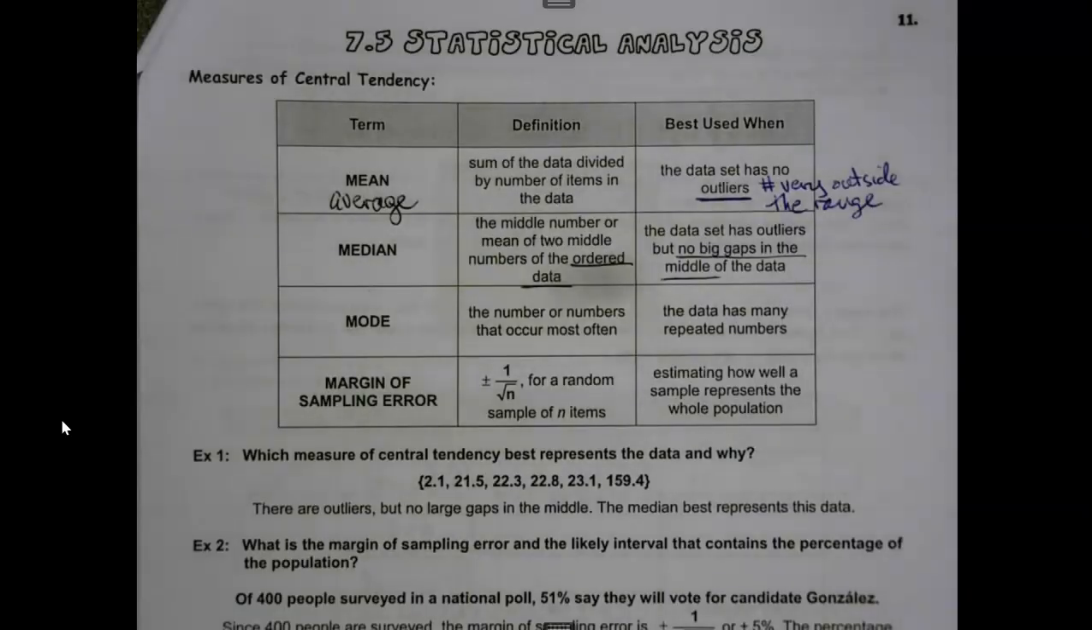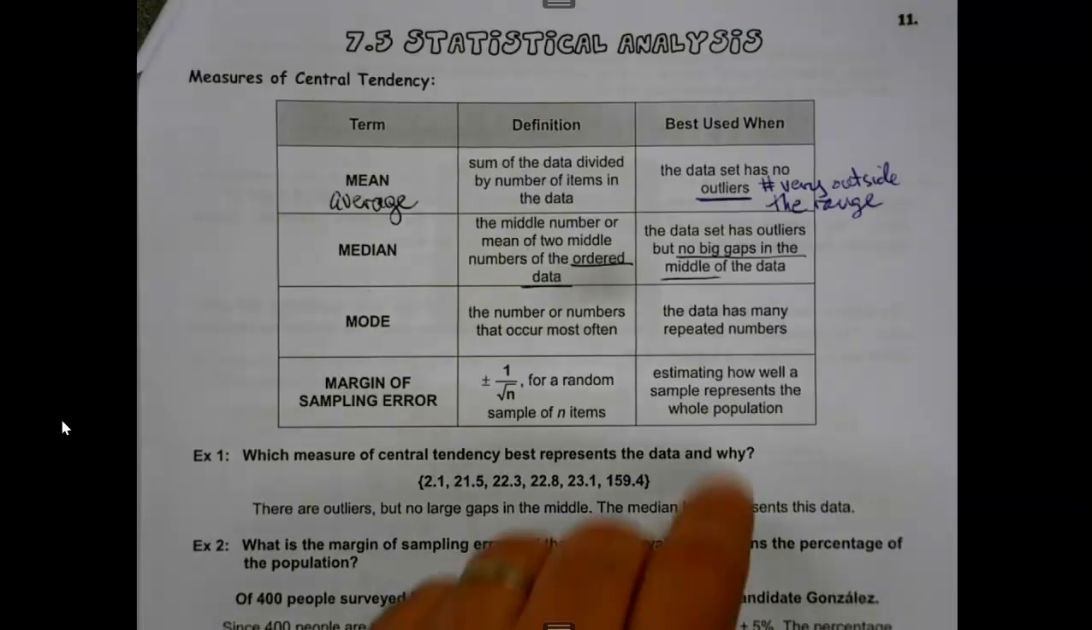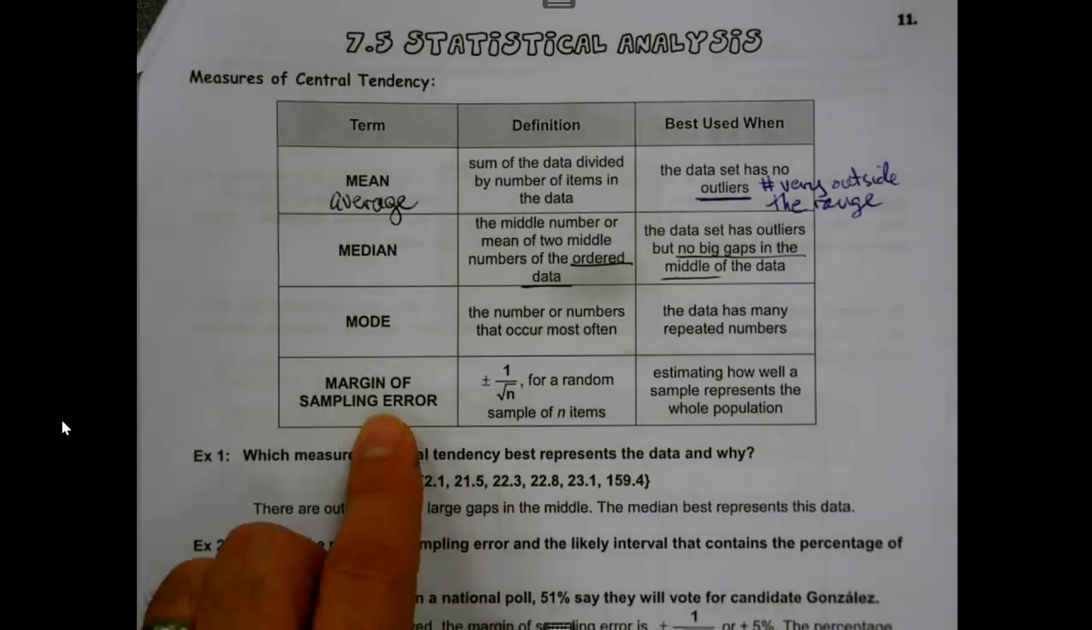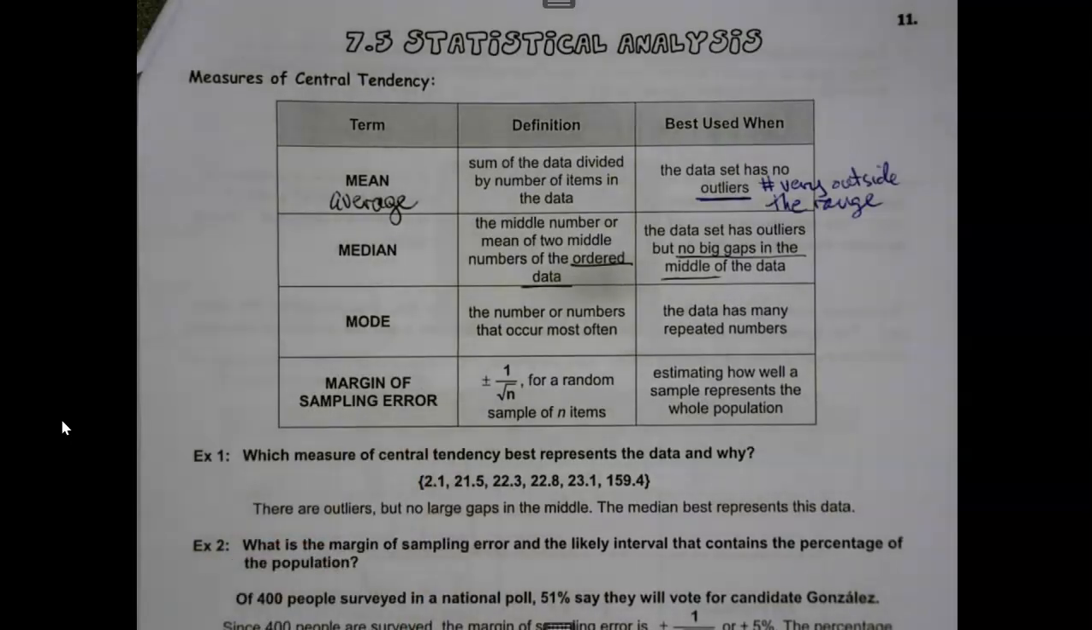Mode, the number that occurs most often. Well, that's real simple. If you have a bunch of repeated numbers, the mode is probably going to be your best option. And we'll save the margin of sampling error for a little bit later, because that's more when we're looking at surveys and things like that to see just how accurate they would be.